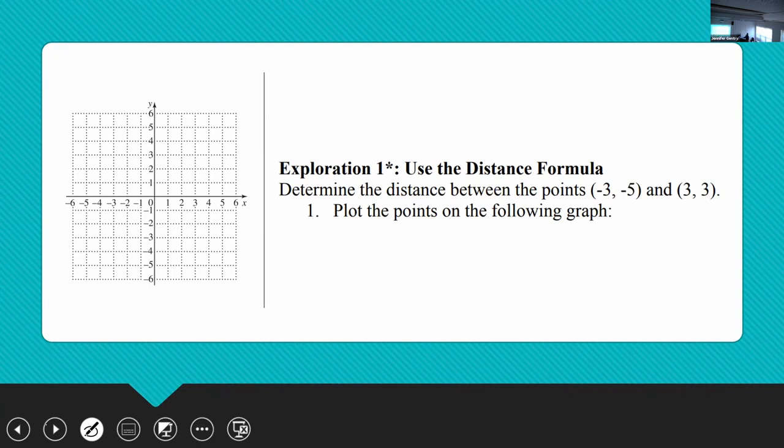What we're going to do is graph some points, okay? This is the first graph on your paper, right under the box. Determine the distance between the points (-3, -5) and (3, 3). We're going to do it in steps. After we do it in steps, we're going to look at the equation for it and where it comes from, okay? Where's the point (-3, -5)?